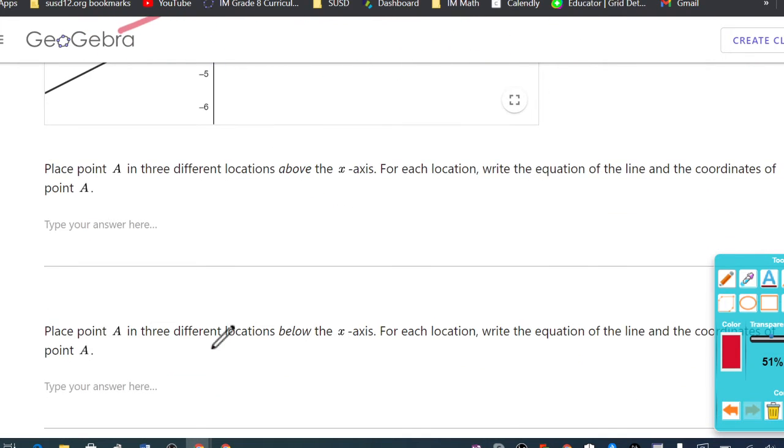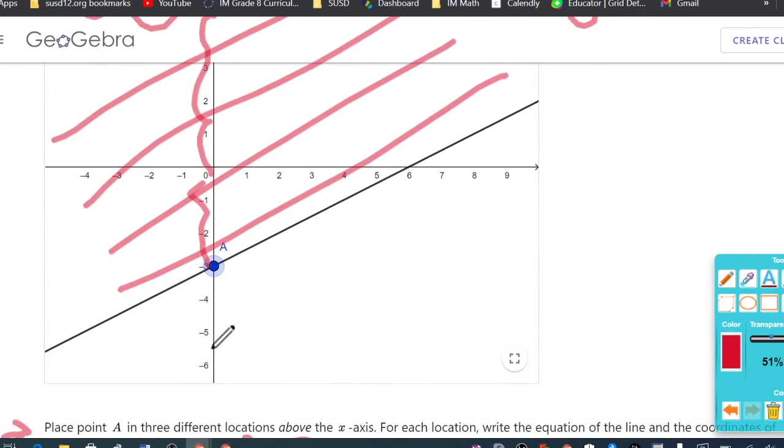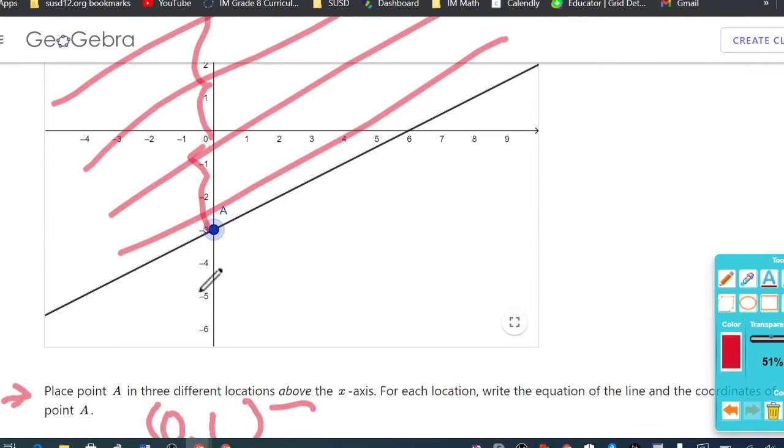Okay, let's keep going. It says, place point A in 3 different locations above the x-axis. For each location, write the equation of the line and the coordinates of point A. Okay, well, we're going to have a long answer, huh? I'm going to put the coordinates of point A first. So how about we put point A at x equals 0 and y equals 1. Now, what is the equation of the line? Let me do that.